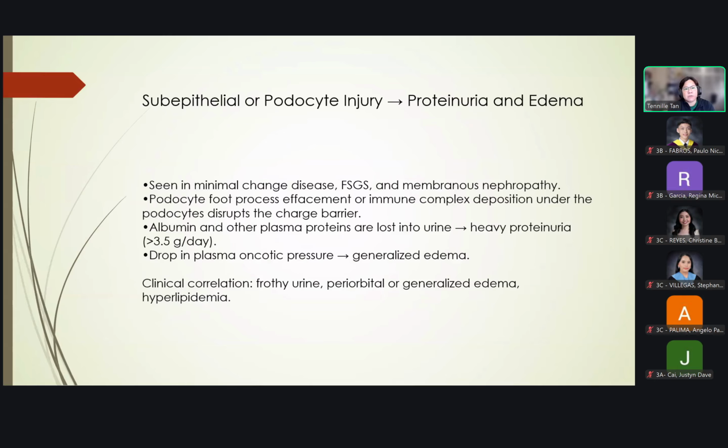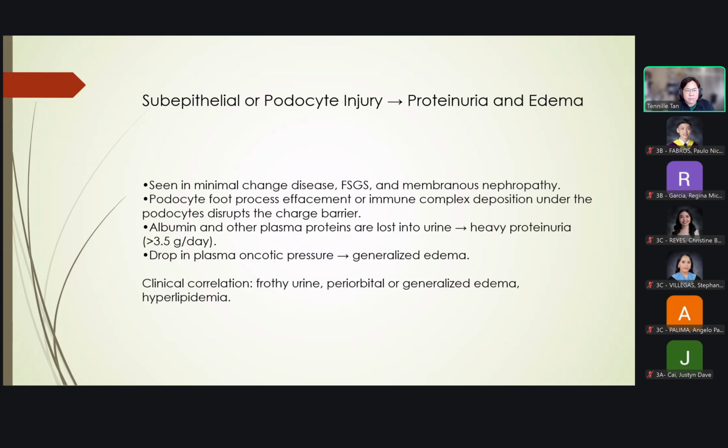On the next part here, you'll see what happens if they have subepithelial or podocyte injury. Then the patients will present with proteinuria and edema. This is seen in minimal change disease, FSGS, and membranous nephropathy. Your podocyte foot processes will become effaced, and there could also be immune complex deposition under the podocytes that will disrupt the charge barrier.